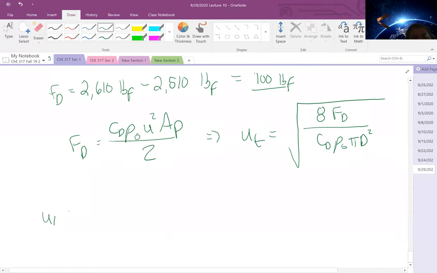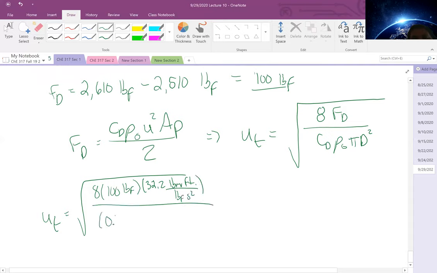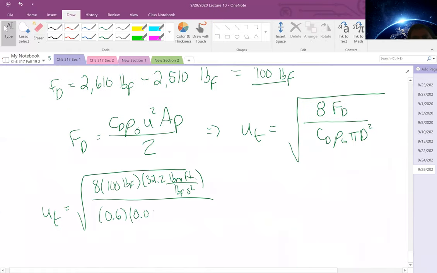Or terminal velocity is equal to the square root of 8 times 100 pound force, which I need to get rid of the pound force term. So I multiply times 32.2 pound mass feet per pound force second squared, divided by the drag coefficient, which was 0.6, divided by the density on the outside, which was 0.0... what did I say it was? 779. 779 pound mass per cubic foot, times pi times the diameter squared, or 40 feet squared.